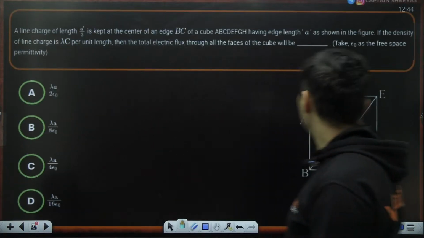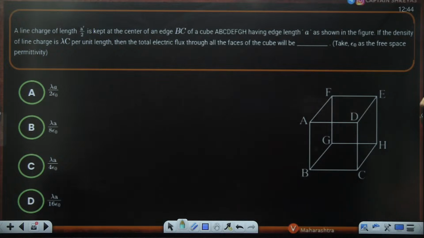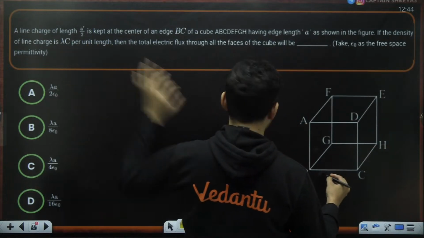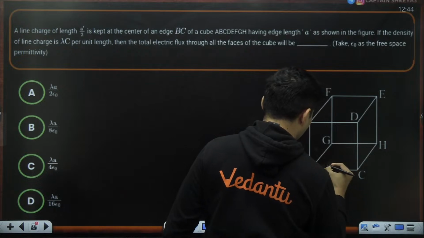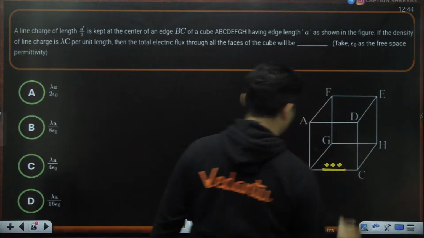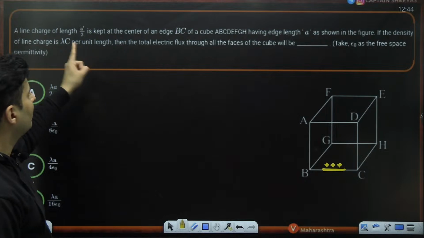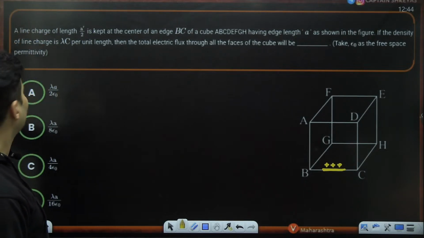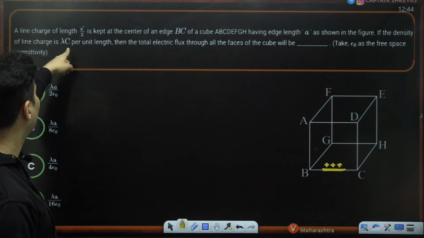Let's do the next question. There is a line charge of length a by 2 which is kept on this edge BC. Okay, line charge is kept and length is a by 2. So something here like this. This is positive charge like that, at the center of the edge BC of this cuboid or cube. The edge length is a. The density of the charge is lambda per unit length.